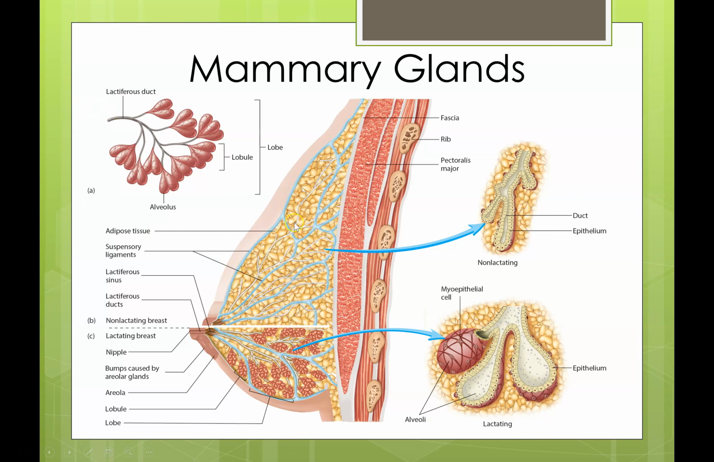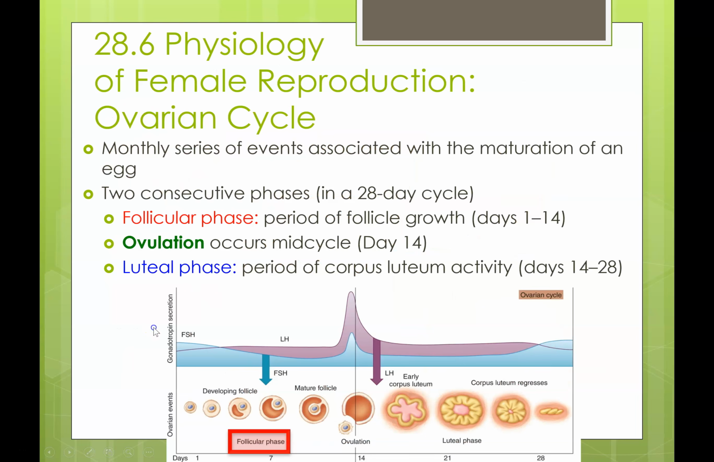So here you could see that those lobules are not full here, whereas in the lactating breast, we take a close-up look at that, and this myoepithelial cell is going to contract to push the milk that the alveoli have created into the ducts to move out through the nipple pores eventually.